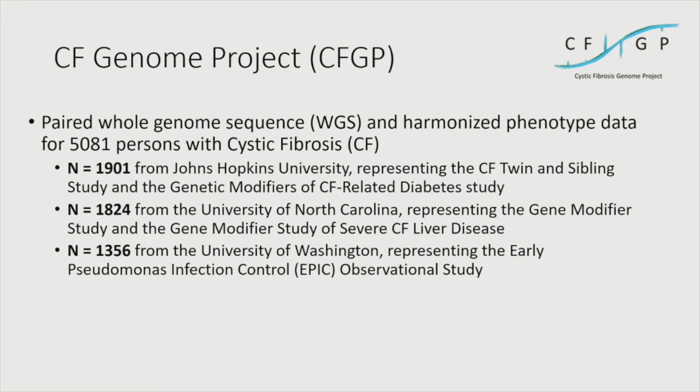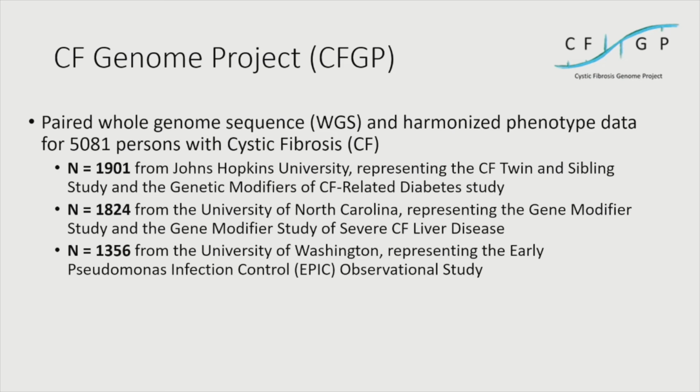Just to give you a little description of the project: this is paired whole genome sequencing and a harmonized phenotype data set. Harmonized means that we've worked to get consistency in the phenotypes across these 3 different study groups. The data set is composed of about 1,900 individuals recruited by Hopkins who are twins and siblings with CF, and also individuals with CF-related diabetes. There are about 1,800 from North Carolina, from the gene modifier study, and also a subset that have severe liver disease. The University of Washington has utilized their recruitment from the EPIC study, focused on Pseudomonas and other infections.